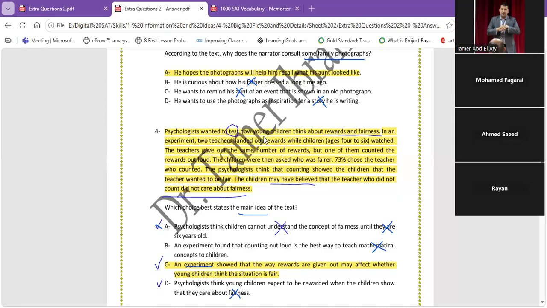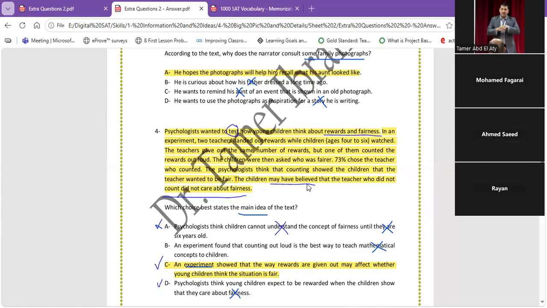Psychologists wanted to test how young children think about rewards and fairness. In an experiment, two teachers handed out rewards while children ages 4 to 6 watched. The teachers gave out the same number of rewards. Both of them gave the same number, but one of them counted the rewards out loud. The children were then asked who was fairer. 73% chose the teacher who counted. The psychologists think that counting showed the children that the teacher wanted to be fair.